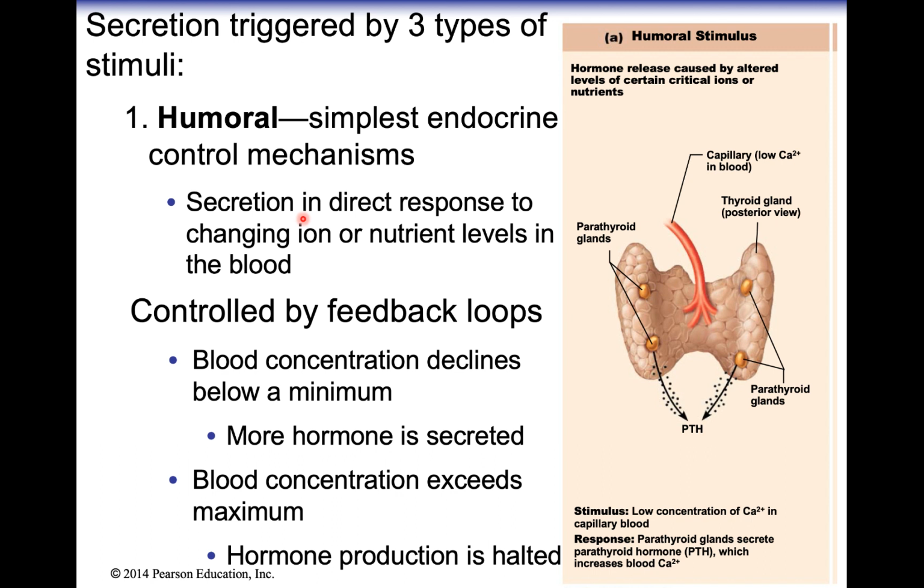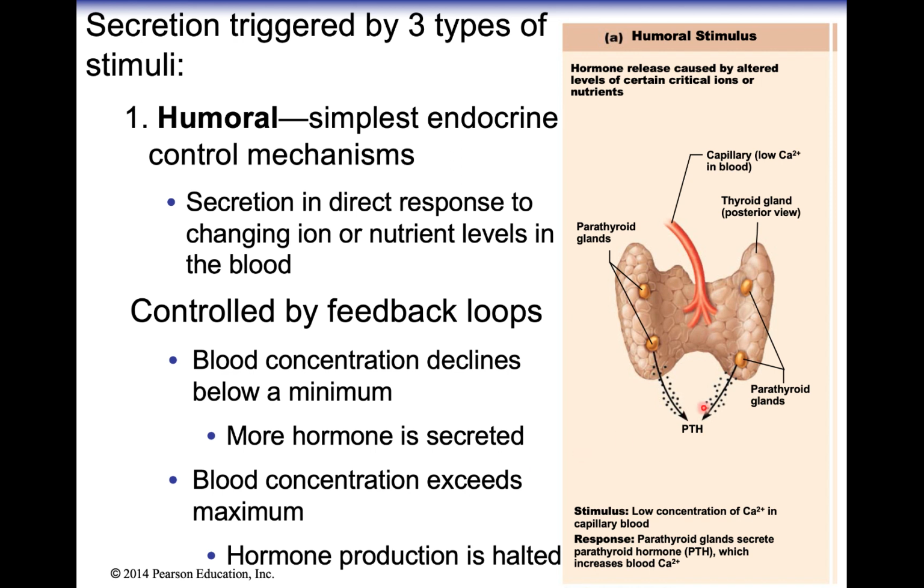For all of your hormones, you have a certain baseline that's needed for homeostasis. When we exceed that baseline or when we are below that baseline, your body has receptors that can sense, hey, we have too much hormone, or hey, we have too little hormone. So we control this mechanism by a constant back and forth of sensing what we have and making it if needed. This is called a feedback loop. So if your blood concentration goes below a minimum amount, you're going to make more hormone. If your blood concentration exceeds a certain maximum amount, you're going to stop producing the hormone.